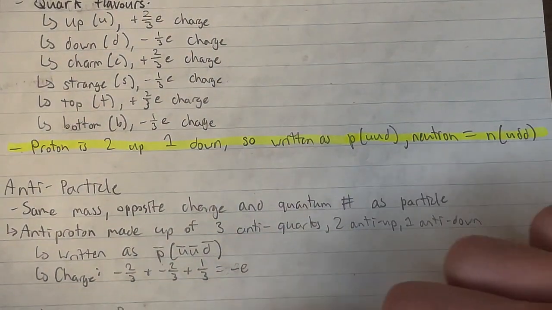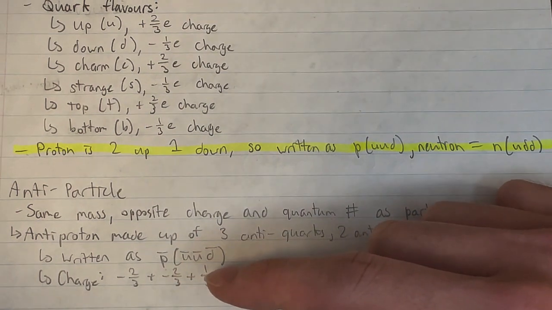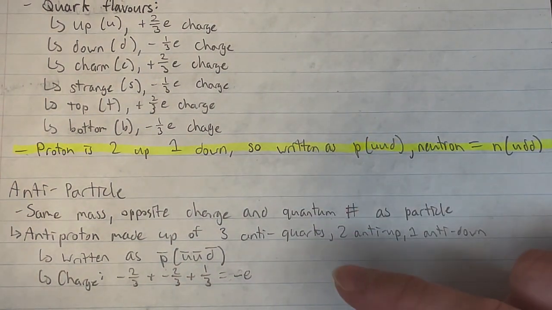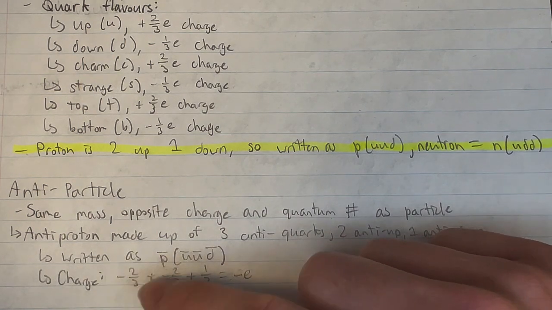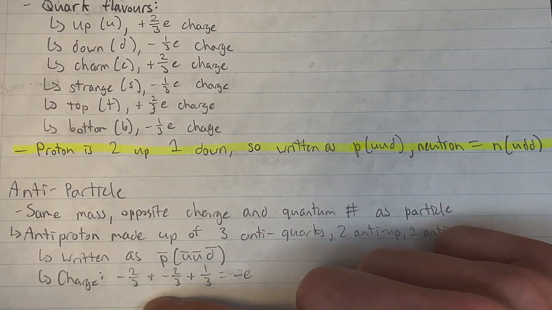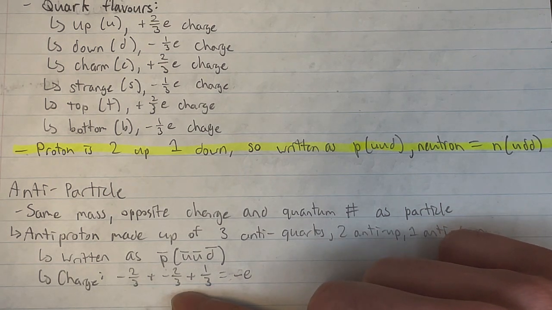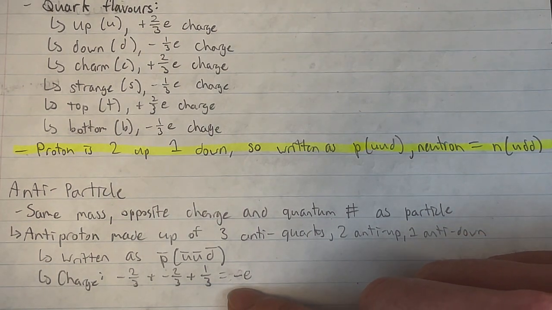And if we have an antiparticle, for example, an antiproton, we simply have the opposite of the charge. So plus 2 over 3 e now becomes minus 2 over 3 e. So 2 anti-up and 1 anti-down becomes minus 2 over 3 plus minus 2 over 3 plus positive 1 over 3, which will give us a final charge of negative e.